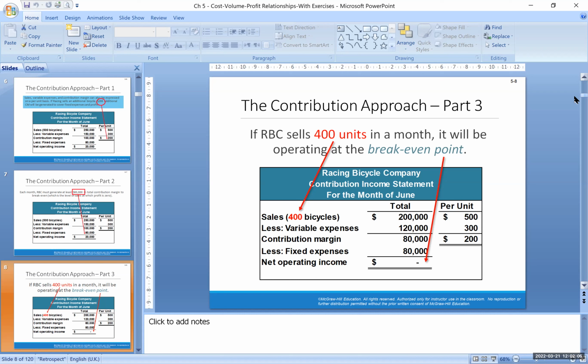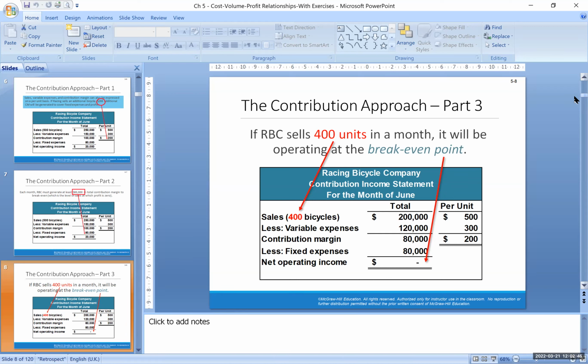After that, I will deduct the total fixed costs, which is given in the question for this company, and this should be constant for the relevant range. So the $80,000 contribution margin minus the total fixed expenses, which is also $80,000, will give you a net operating income of zero. What does zero net operating income mean? It means the break-even point for the company.